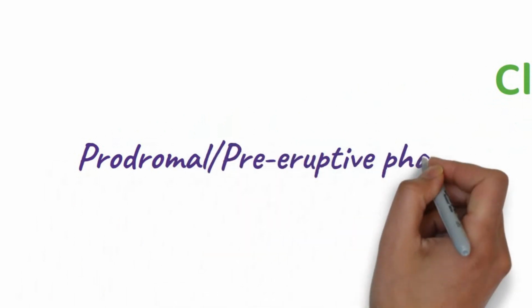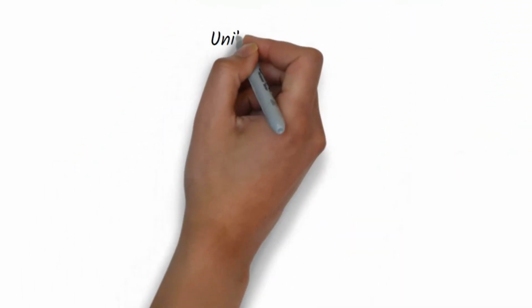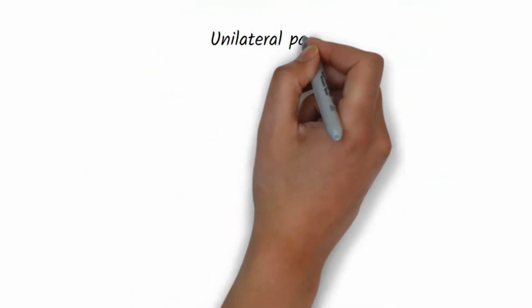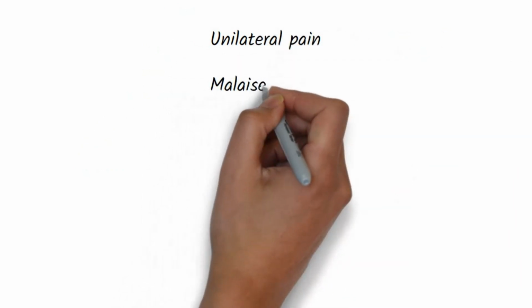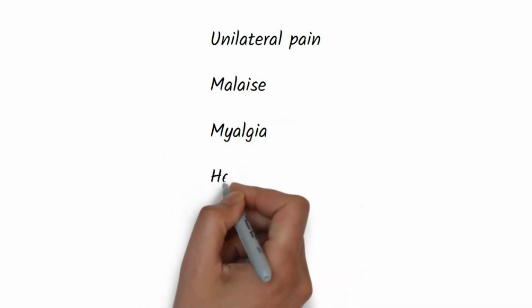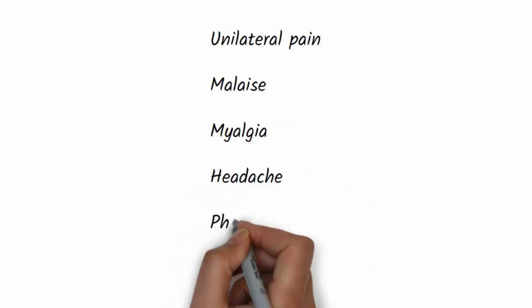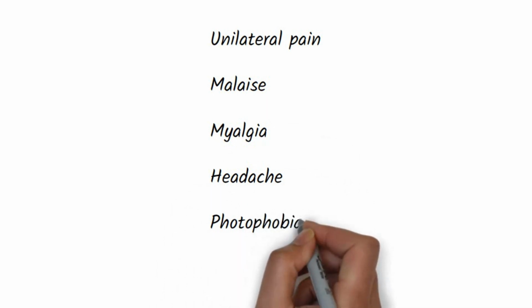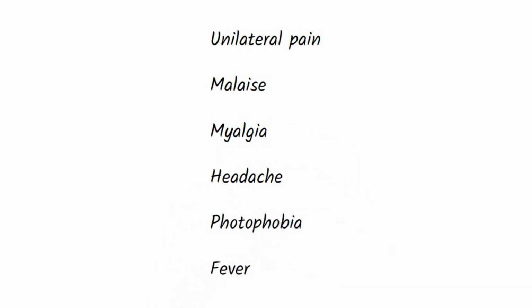Clinical features are divided into three phases: prodromal or preeruptive phase or preherpetic neuralgia, acute eruptive phase and chronic phase. In prodromal phase there is presence of unusual skin sensations or pain or tenderness within the affected dermatome which heralds the onset of lesions by 48 to 72 hours. Pain in the form of burning, tingling, prickly, itching, boring, or knife-like sensations is evident. It is also associated with malaise, myalgia, headache, photophobia, and fever.